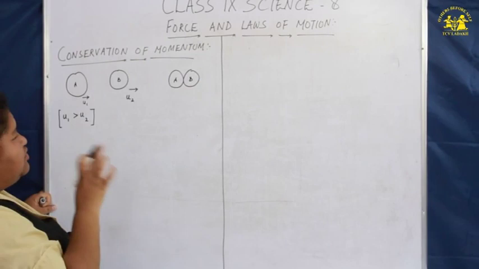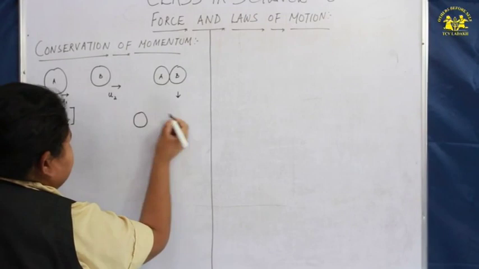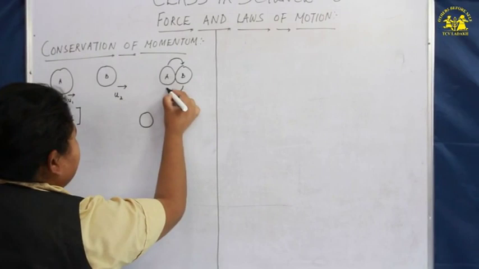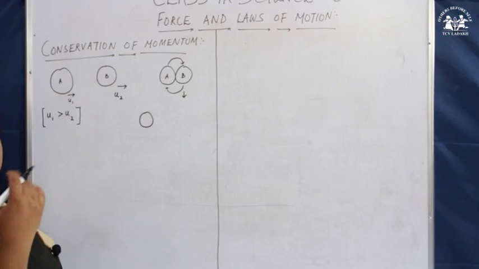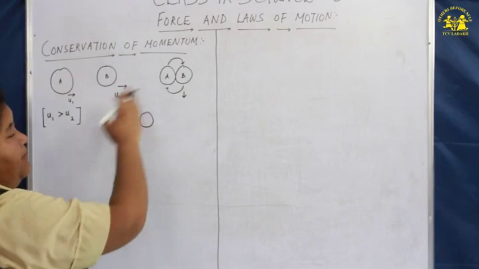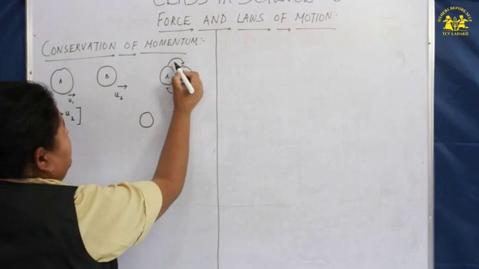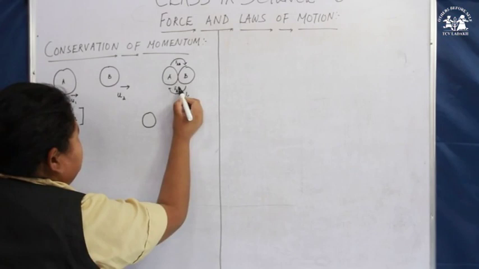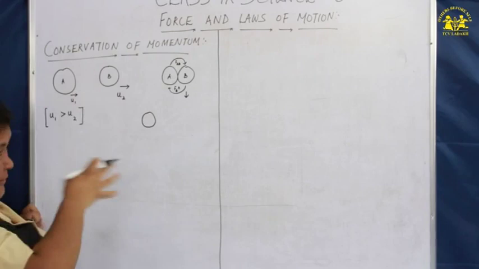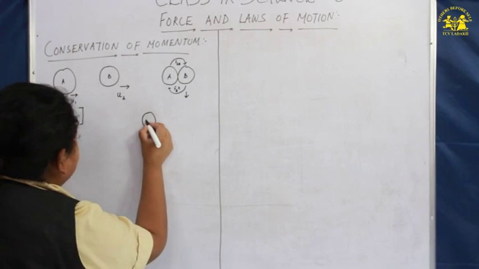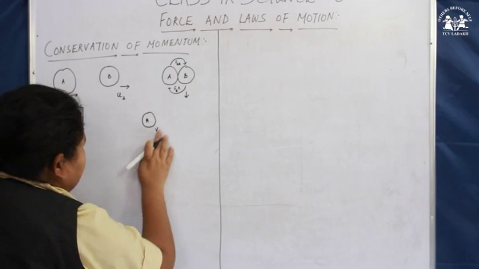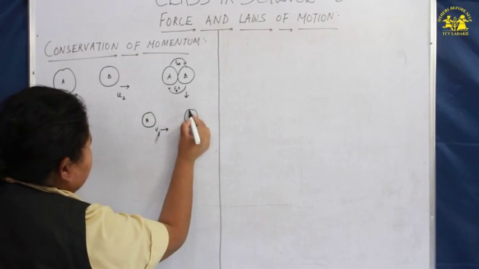And in the collision, the velocity of both balls changes, because force is exerted. Ball A exerts force on ball B and ball B exerts force on ball A. We discussed that in our last class, Newton's third law of motion: two objects exert force of equal magnitude on each other. In the same way, ball A is going to exert force on ball B and ball B is going to exert force on ball A. But the masses of the objects do not change during the collision. What happens is the velocity changes. So ball A will move with velocity v1 and ball B would move with velocity v2.